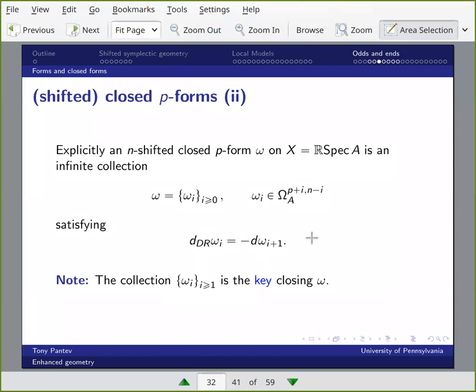But everything else is what you need in order for that form to be closed, what closes the form. So we call it the key closing that form. And so that's the extra data. You need to give yourself these extra pieces in order to say what the closed form is. And it is an extra piece of data. It's not just the underlying omega 0 guy, but it's all of those higher guys that satisfy these equations.